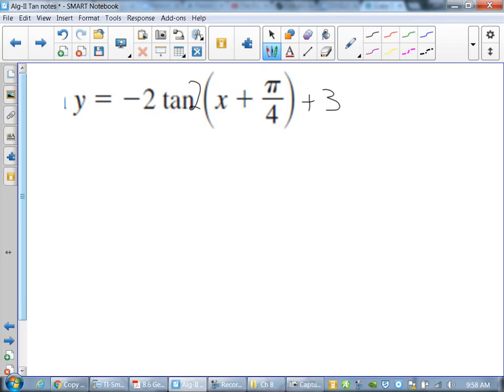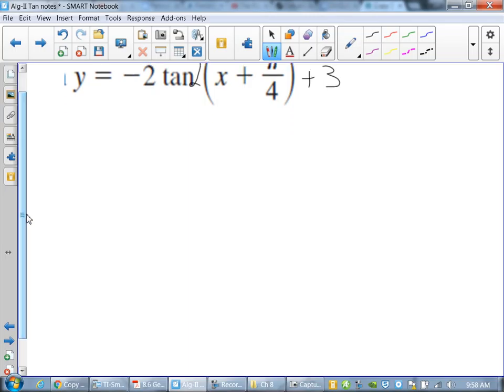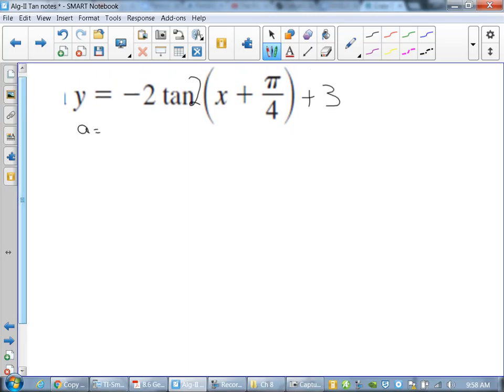So we start with a list. A is -2. B is 2. H is negative, very good, -pi/4, and a k of 3. So I'm going to go left and up.